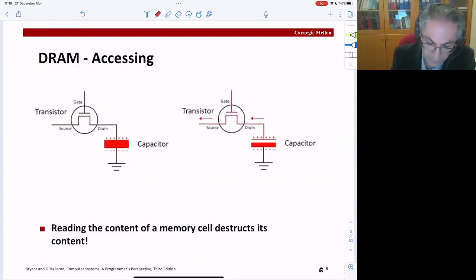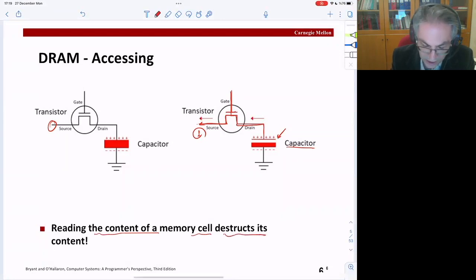When you want to read it, you access it from here. If I want to read what this value is, you open this gate, and as a result you can have current flowing this way, and then you can read that it's actually a 1. But once you read it, know that you now have less charge in your capacitor. So reading the content of a memory cell actually destroys its content, because everything is stored on a capacitor.